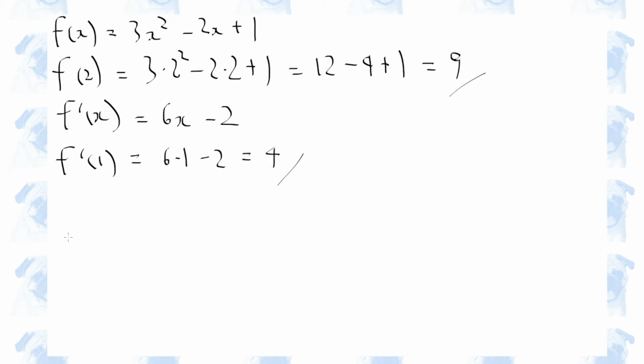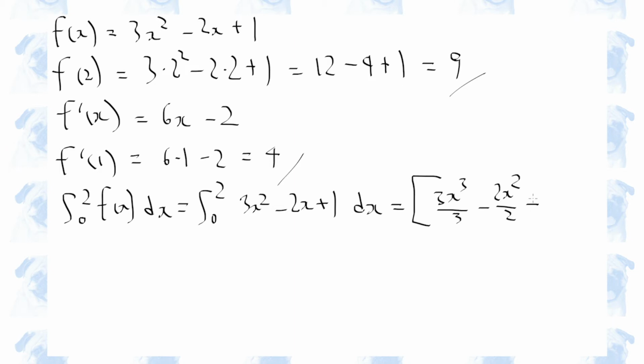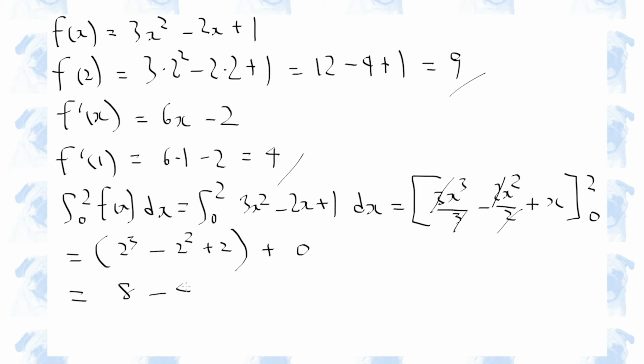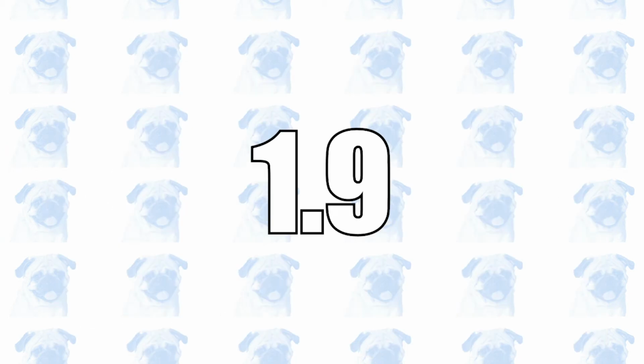And finally, it's time to do some integration. We can simplify the expression. And let's plug in the values. And if you plug in 0, this whole expression becomes 0. 8 minus 4 plus 2, which is equal to 6.